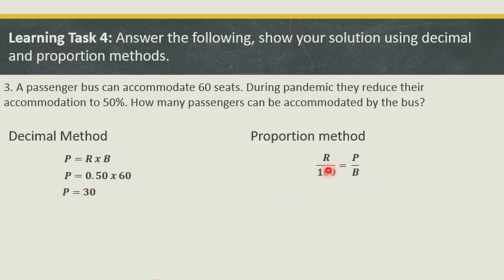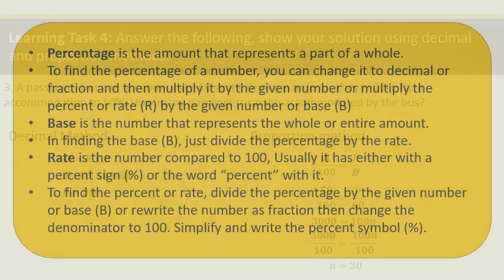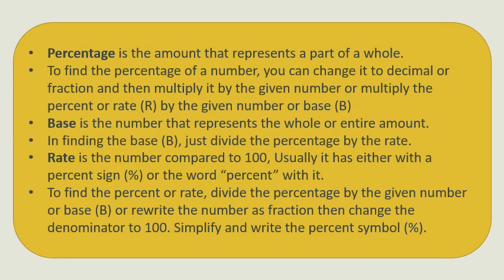So, sa proportion method, ang rate natin is 50. Ang base natin is 60. Ang nawawala is n. Then, pag cross multiply, 50 times 60 is 3,000. 100 times n is 100n. Divide both sides by 100, so ang matitira natin dyan is 30. Ganon din po. So, ang answer dito, ilan ang laman dapat during pandemic? So, 30 passengers. Ayan. So, tapos na tayo sa learning task.